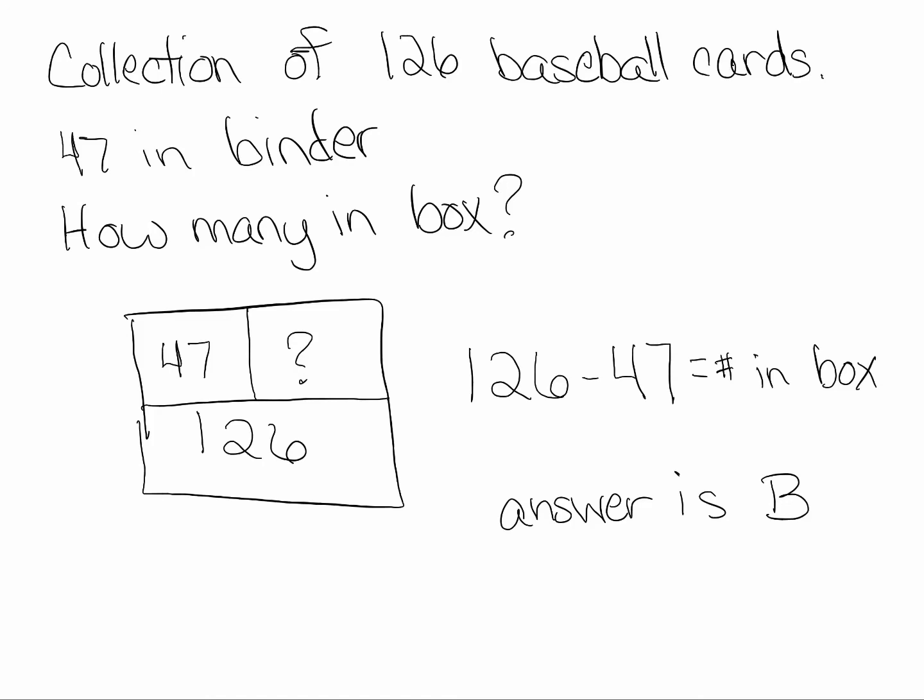So we see on answer choice B, again, his collection or the whole amount is 126, and that goes all the way across. And then we see that there's 47 as 1 part, and the question mark is another part of the whole. So the answer choice is B.